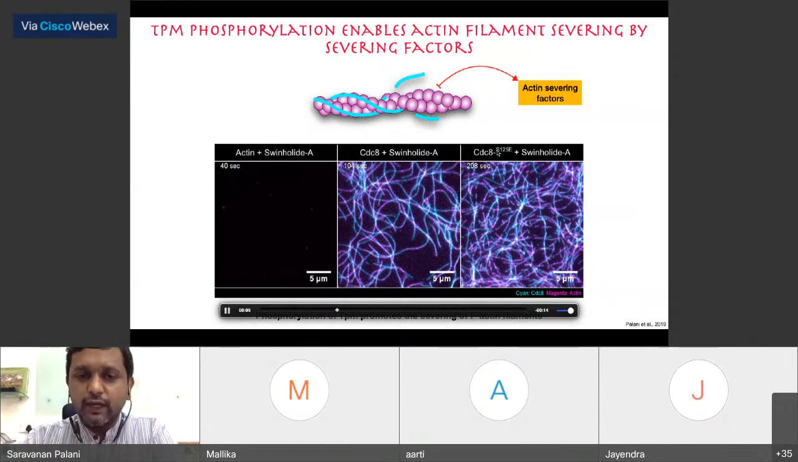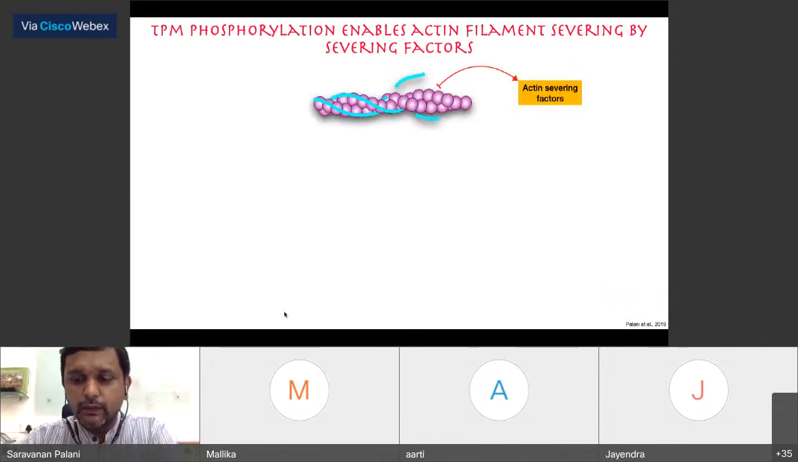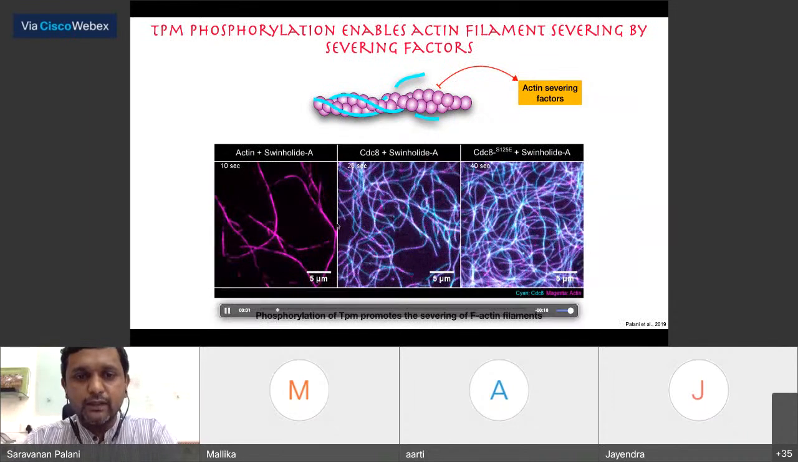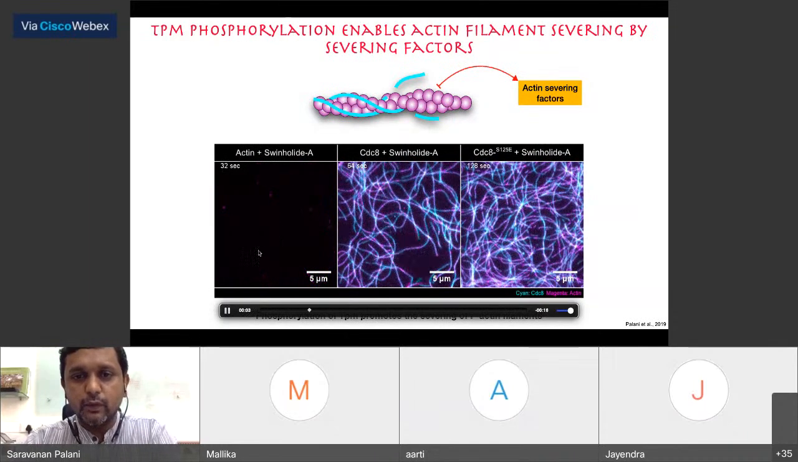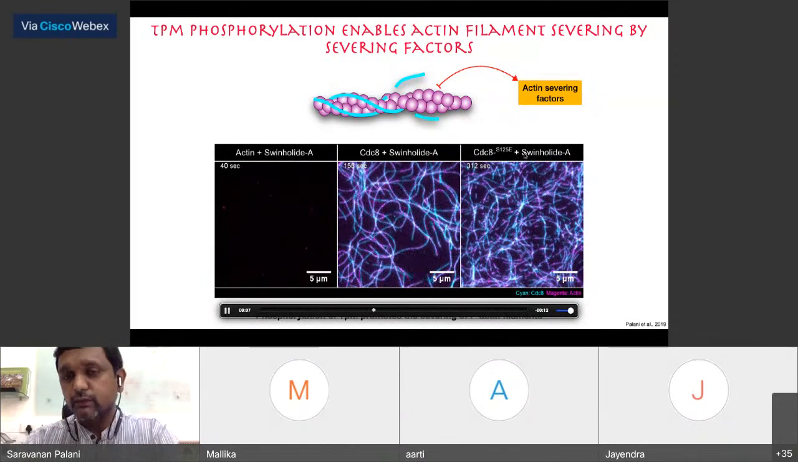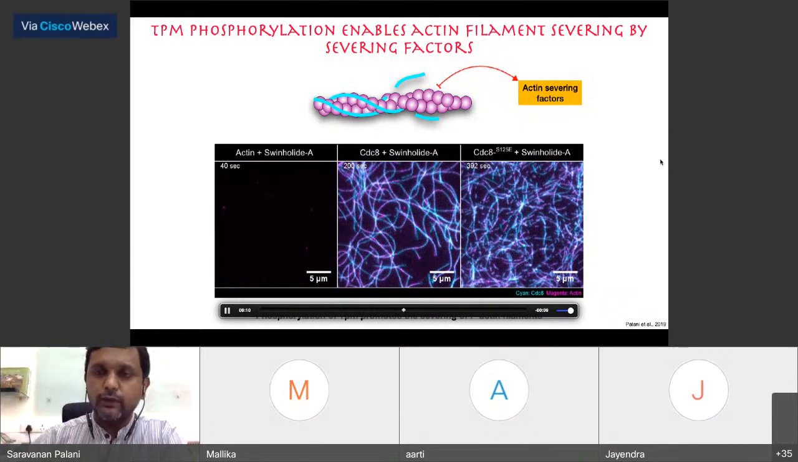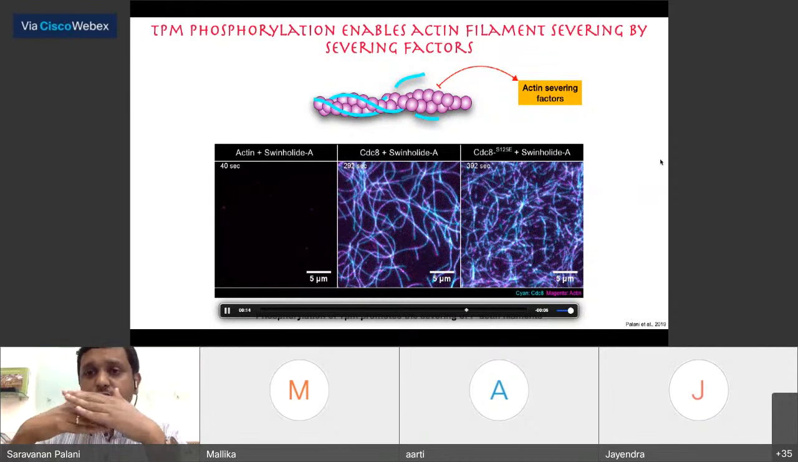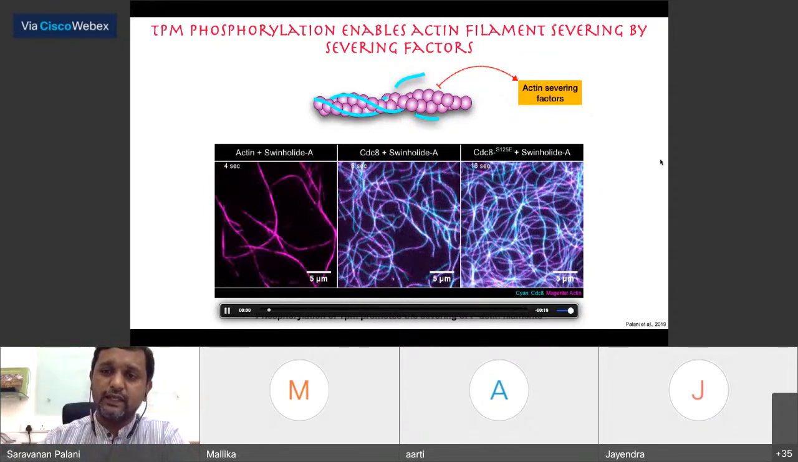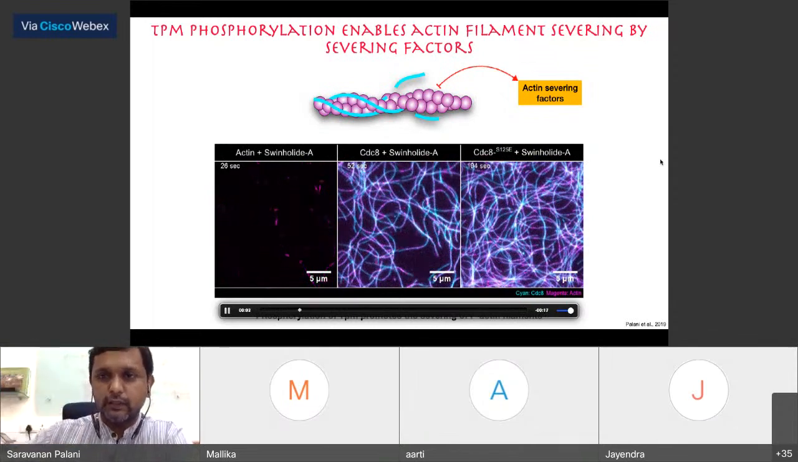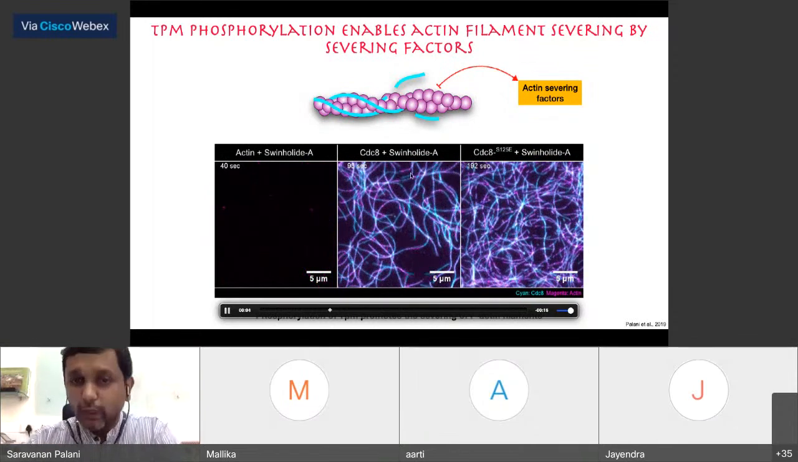If you don't have the actin filaments protected by tropomyosin, the actin binding protein, the moment you add the drug, you can see the actin filaments severed off. But in the case of the wild type, it is not. In the case of the E mutant, the phosphorylation mimic mutant, it binds weaker, and you can see that the filament gets severed off because the binding efficiency between the phosphomutant and the actin is very low. So the drug can easily act on it and sever the filaments. But in the case of wild type, the drug cannot, because it forms a very tight complex.